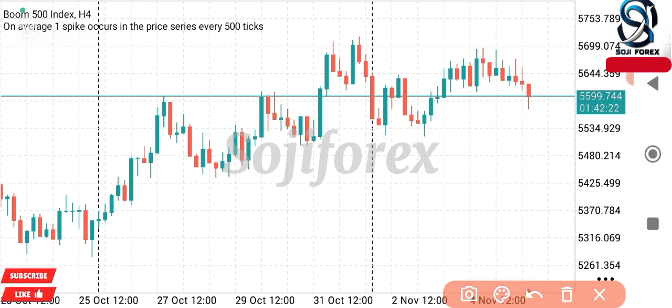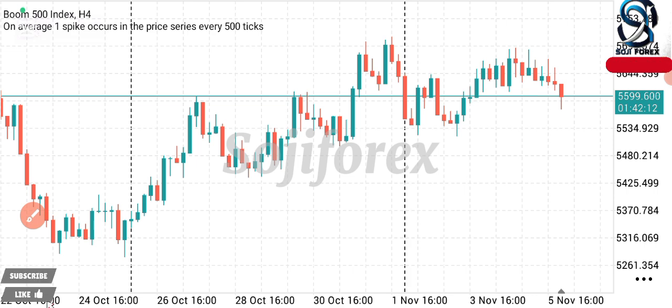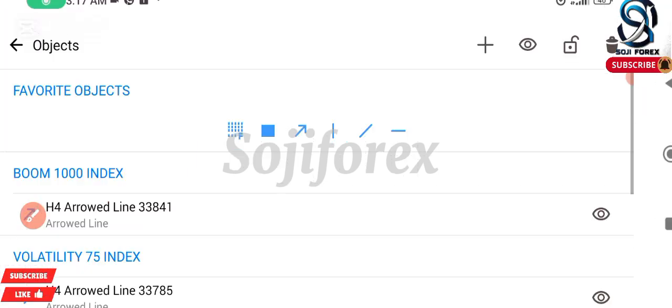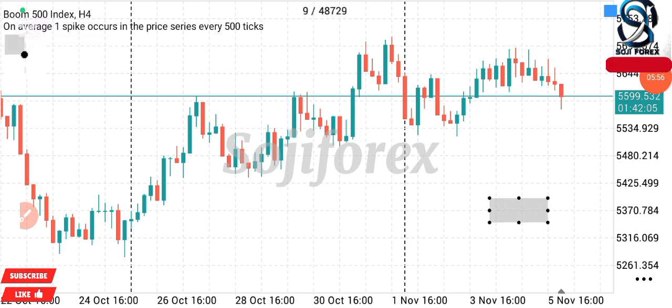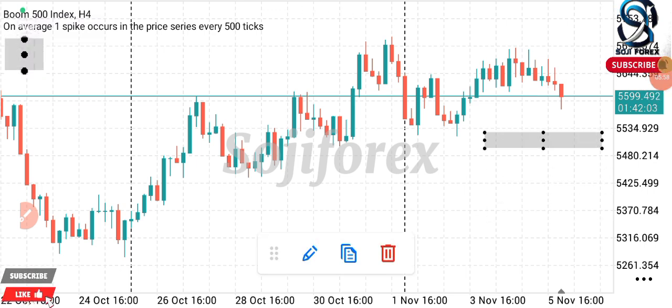So what do we see? We had an internal liquidity that was taken here already. So we want to mark our point of interest. So in these zones, we are having a particular pattern here, which is a fair value gap. So I'm going to mark it out. So this candle here has a fair value gap.